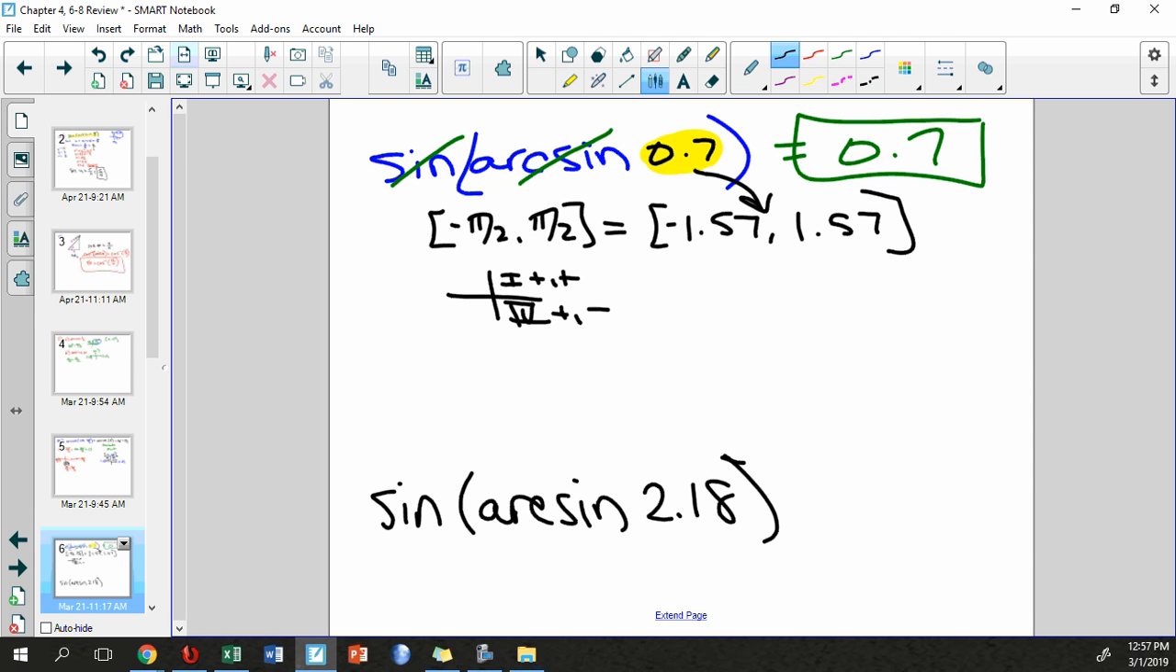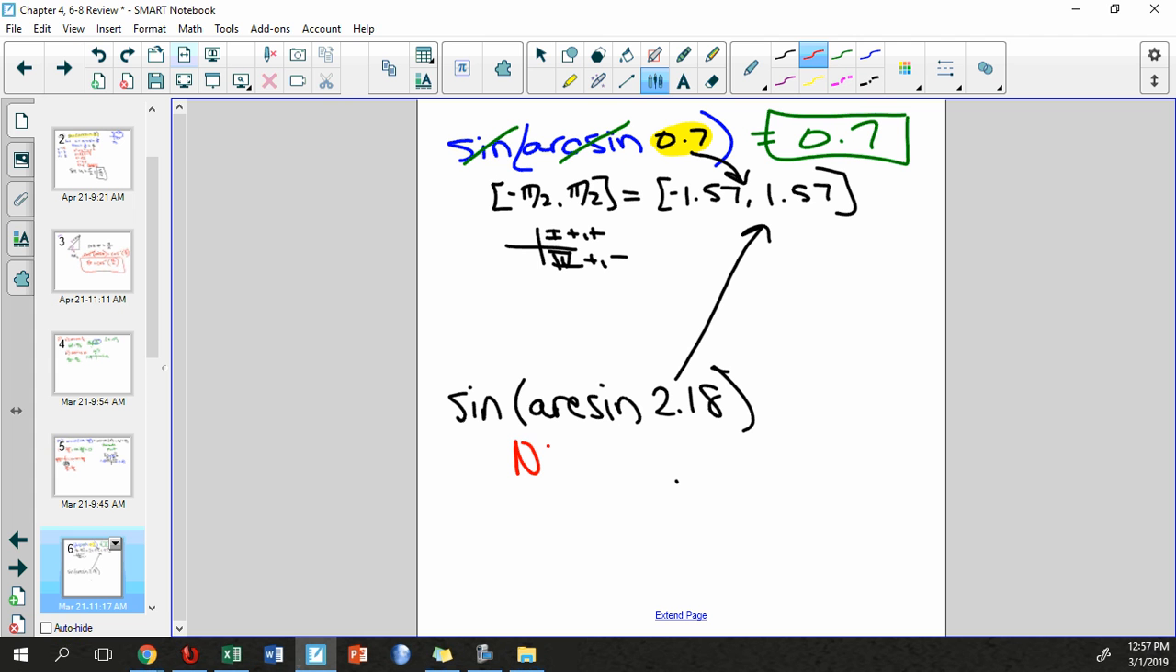Same exact problem, but this time I'm going to be doing 2.18. Is 2.18 in that region? No. So can I do the problem? No, this does not exist. This is not possible. It's undefined within that region. Do we understand that? So I can't do that problem. Make sure that you can do that on the test, that you understand the differences between them.